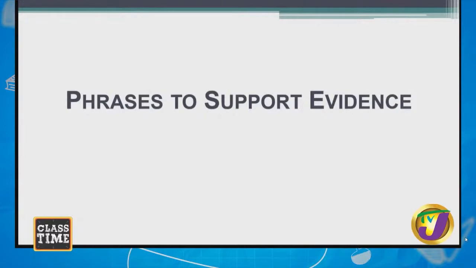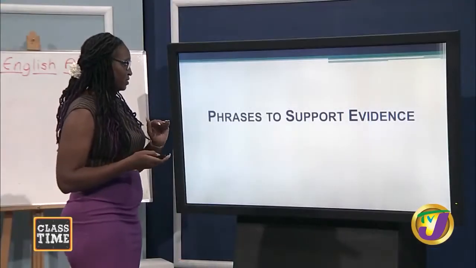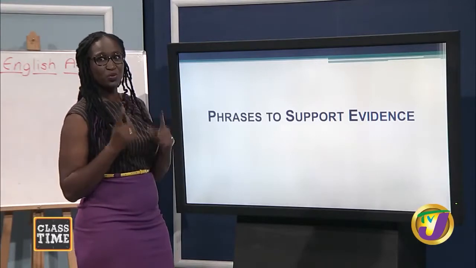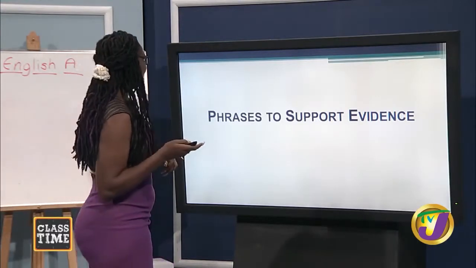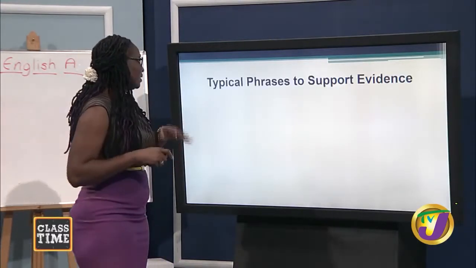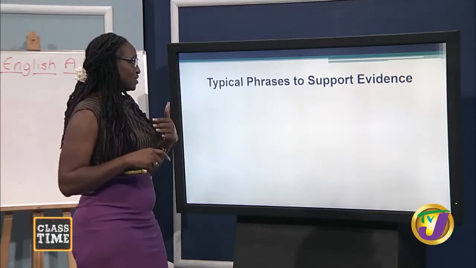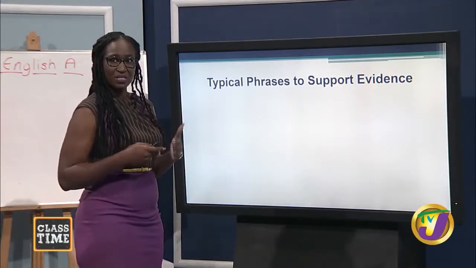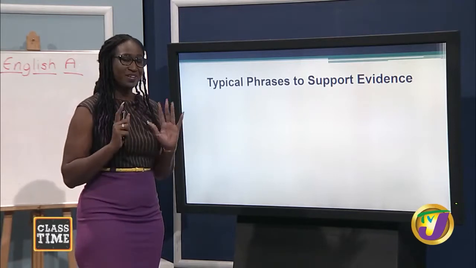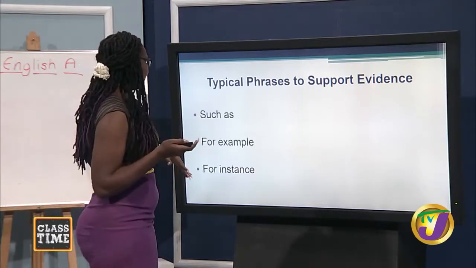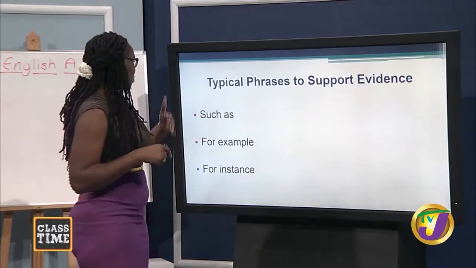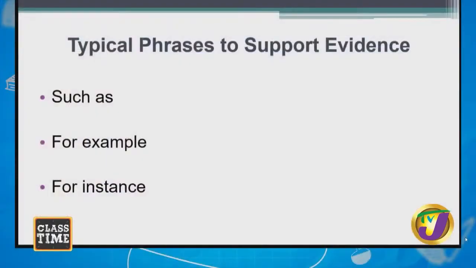All right, so phrases to support evidence. Oh, and a correction, it's actually school uniforms, not school rules. My bad. So, typical phrases that support evidence. We're looking at what you would normally use to support evidence. You would use terms such as for example, you would use for instance. Those are the ordinary ones, the ones that come to your mind first.